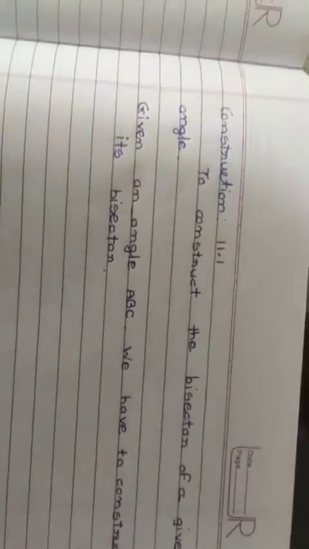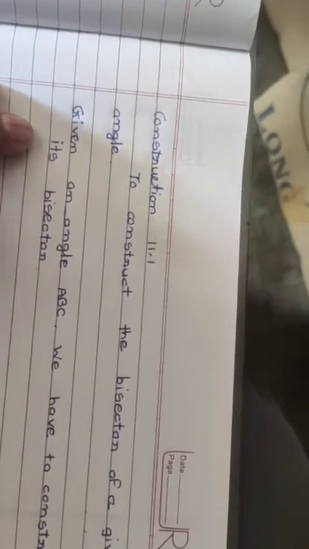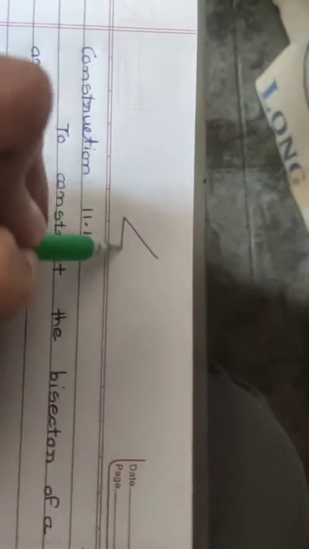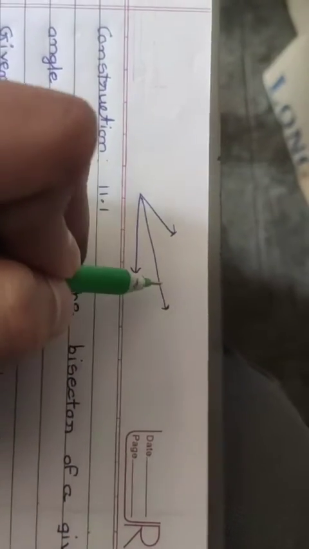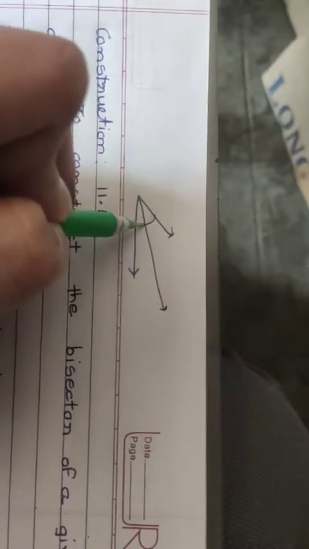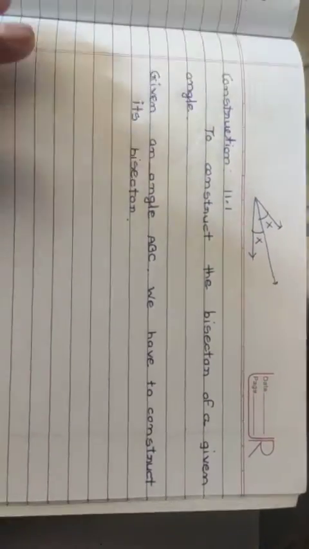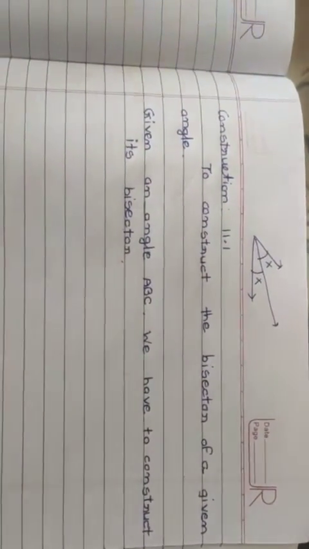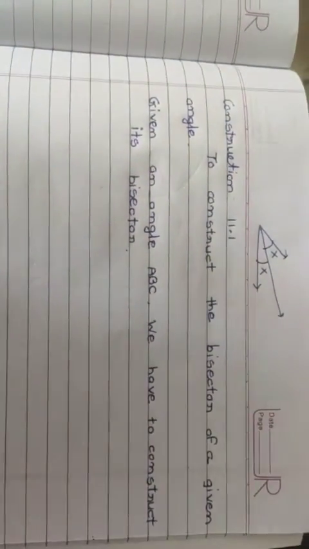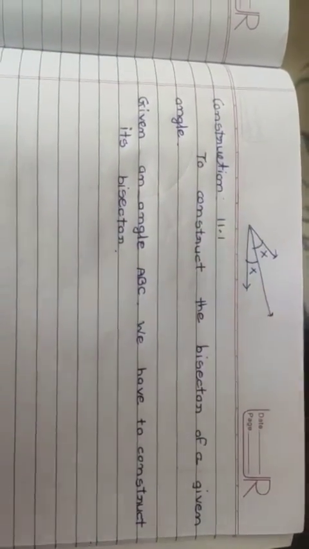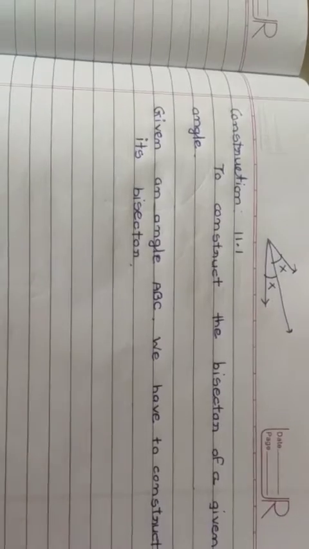Now here, given an angle ABC, we have to construct its bisector. Bisector of an angle means what? If a random angle is given, we have to draw a ray which bisects it. That means this angle and this angle have to be the same in measure, right? So now we are going to draw how to construct the bisector of any angle.